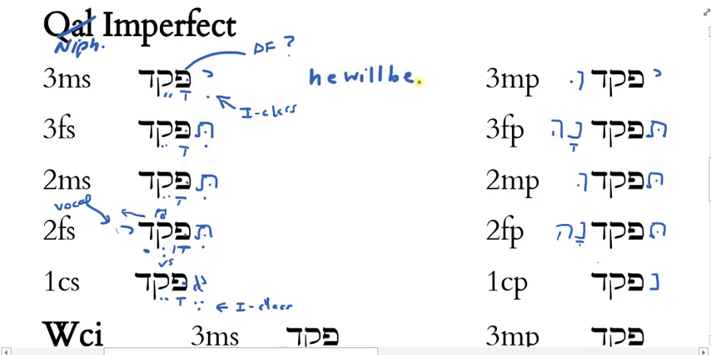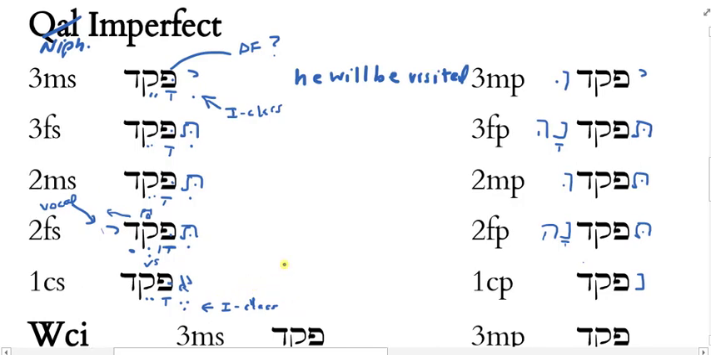He will be visited. The imperfect will translate as future in this case, and the nifal part of it will make that future passive. So he will be visited. So how would I translate tipakade, the 3FS? It's she will be visited. The 2MS, tipakade, is you, man, will be visited. Tipakadi is 2FS, so it's you, woman, will be visited. And epicade would be translated how? I will be visited.